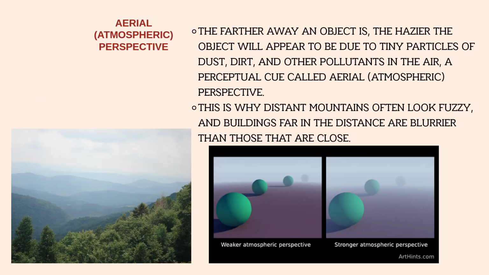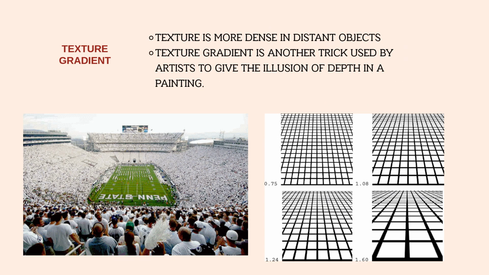The next one we have is aerial or atmospheric perspective. This basically means that air has a lot of dirt and pollutants, and usually things that are very far away from us look blurrier or hazier to us. That is because these dirt and pollutants make it difficult for us to perceive objects that are far away, whereas objects that are nearby will be much clearer to us. So when we see something hazy or blurry, we will assume that it is far from us.